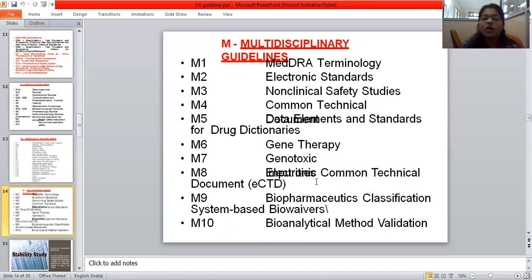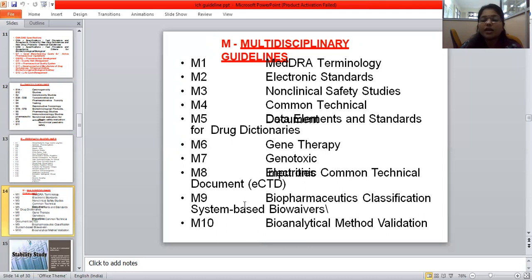M8 guideline, the common technical document. So electronically we can submit the common technical document. So accordingly, whatever the common document and common technical document electronically we have to submit. So there are different modules, there are different specifications which is given in this M8 guideline.